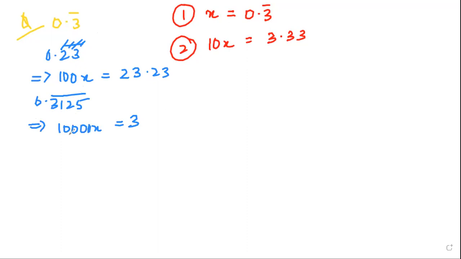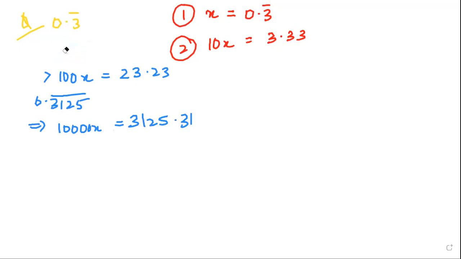4 digits. Yeah, I missed 10. That's what I was trying to see. I made some error. Yeah, 4 digits. So it would be 10,000, right? And this would be nothing but 3125.31. Okay, something like that. So this is how the pattern goes.